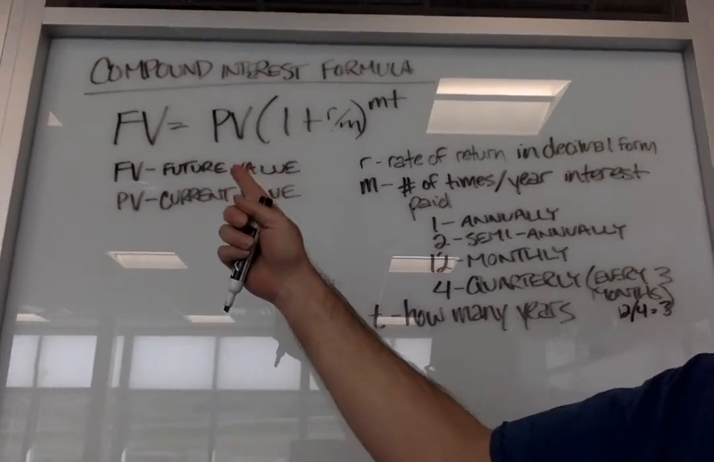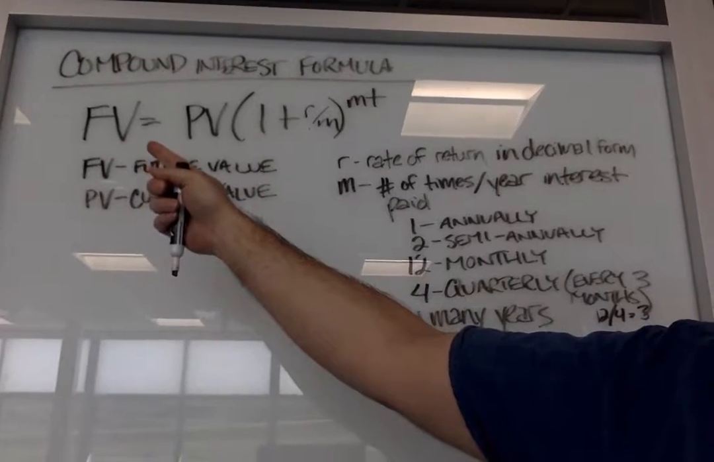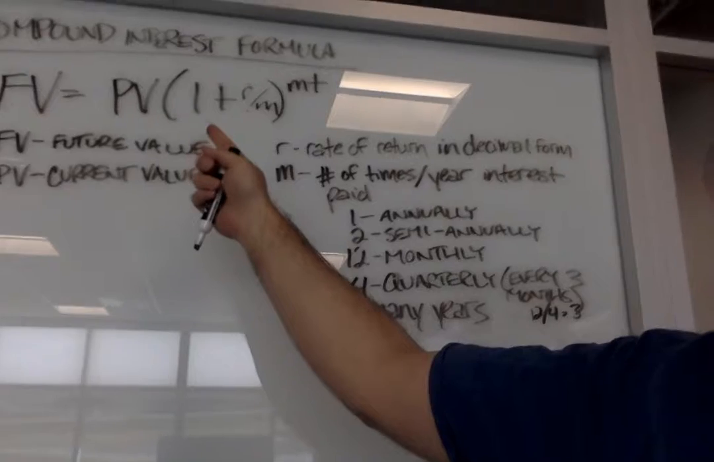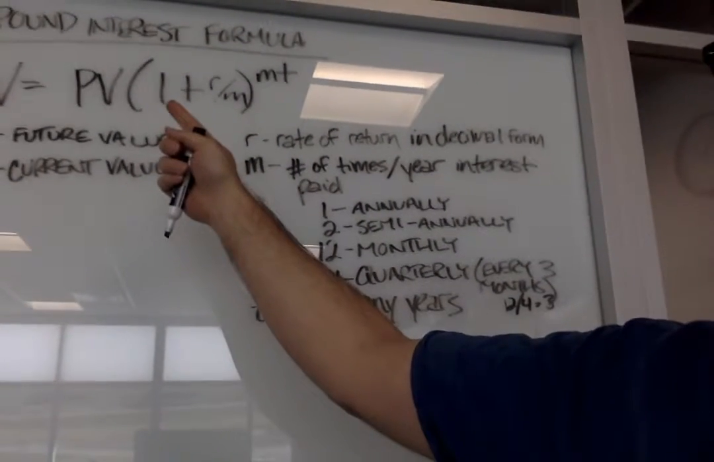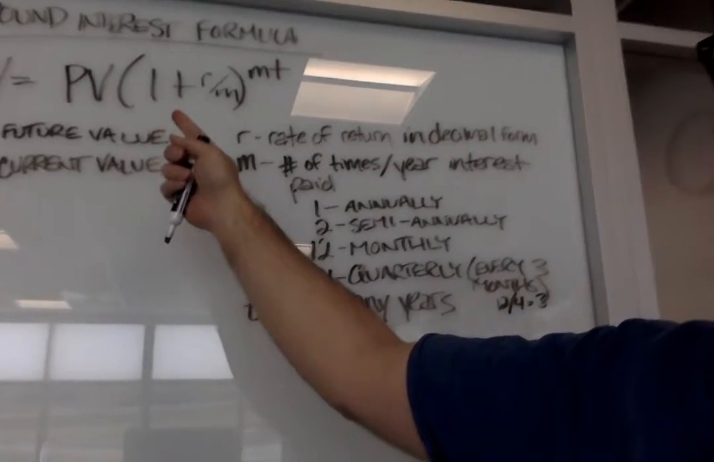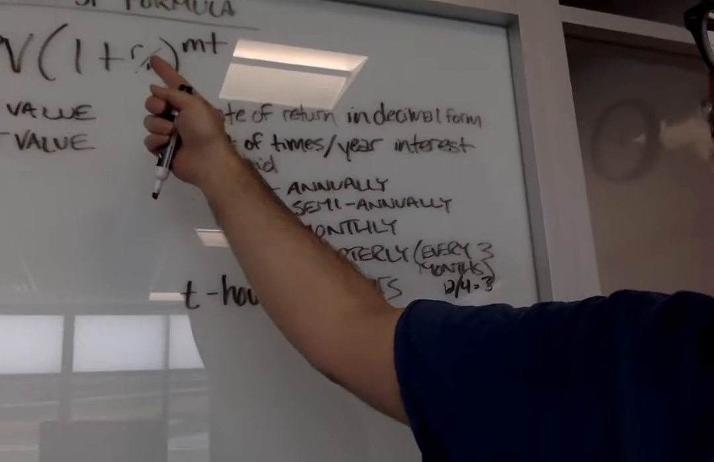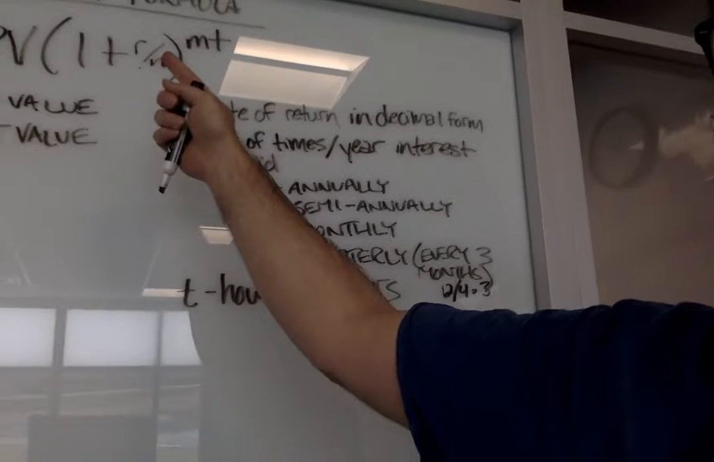So here you'll see the future value formula. FV stands for future value, PV stands for present value. 1 is going to mean include the original amount invested mathematically. So this is going to refer to what we call principal, or the original amount invested. And then R stands for the rate of return, and that's going to be in decimal form.